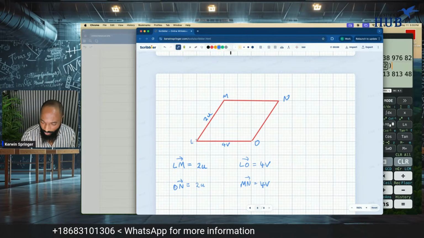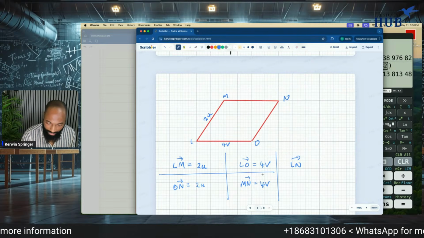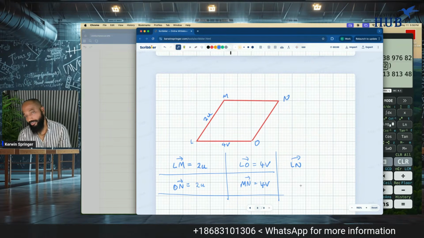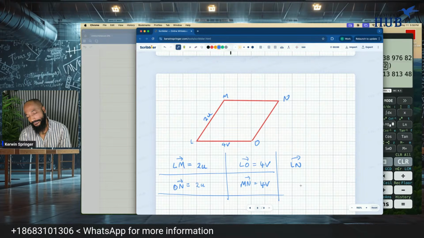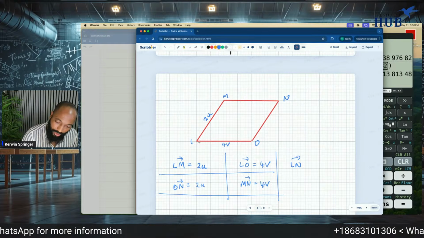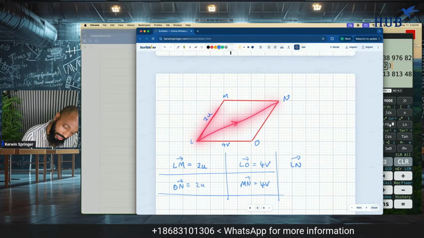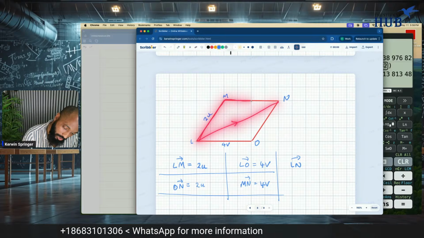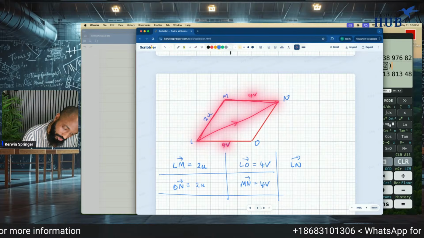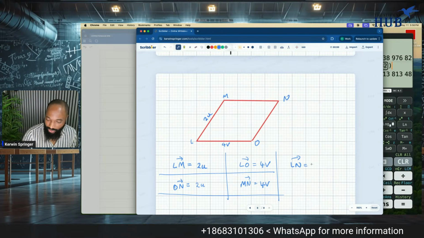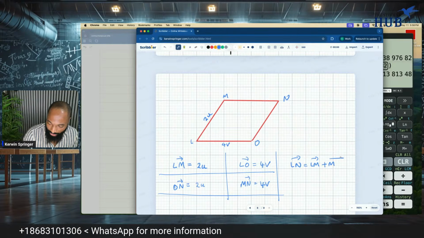What about if I go from L to N? What is L to N then now, class? The key to vectors is finding another way. So I don't know L to N. I don't even have a line drawn for that. But I can go up this side, the 2u, then come around the back, and that's actually a 4v there because it's parallel to this, right? So it's 2u plus 4v. I can write a statement for that too. I can say LN is LM, pick back up on M, and go to N.